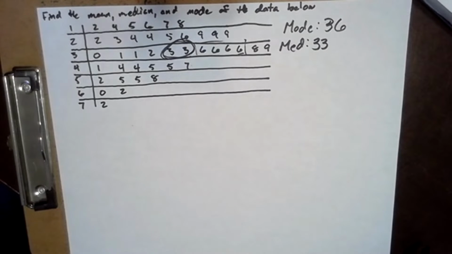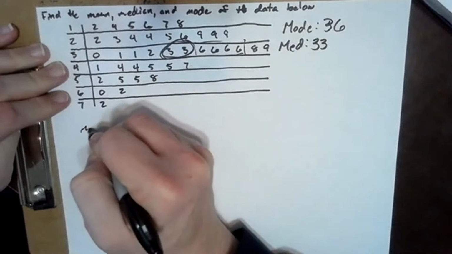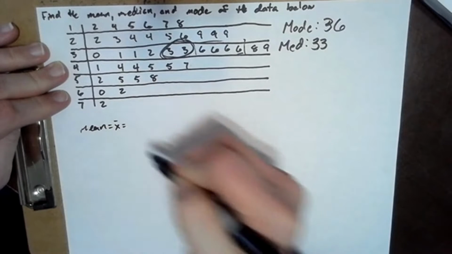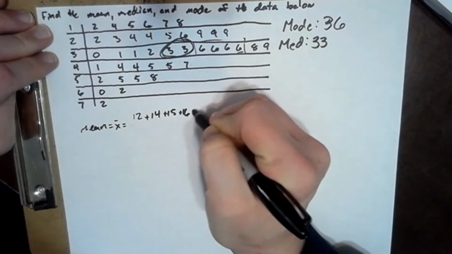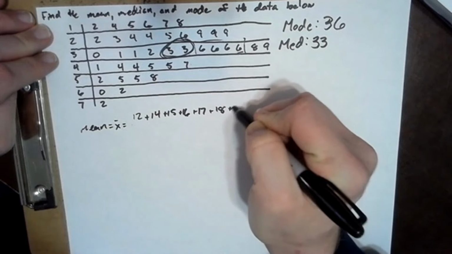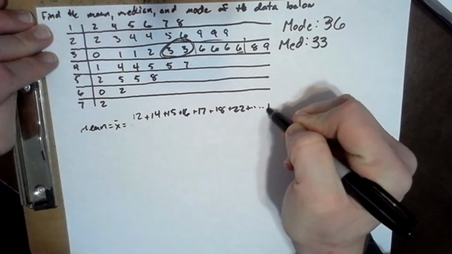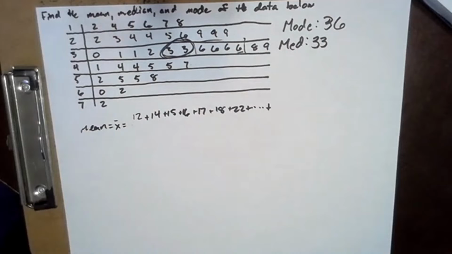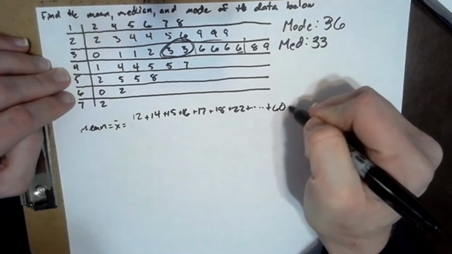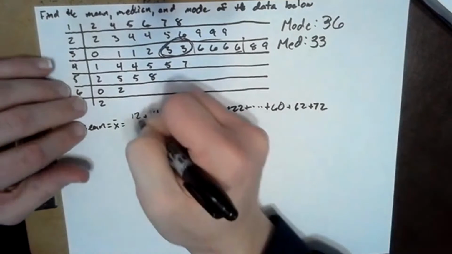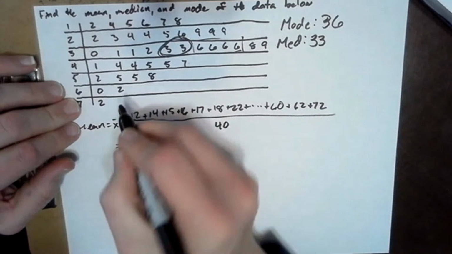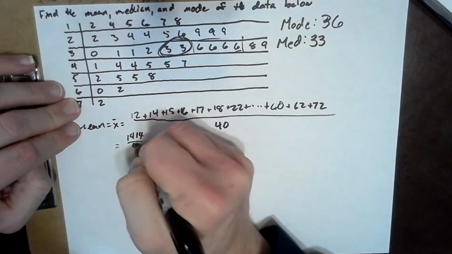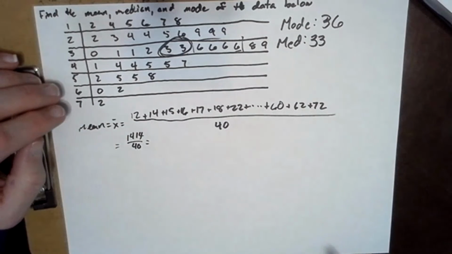There are 40 values to add up. The mean, or X bar, is 12 plus 14 plus 15 plus 16 plus 17 plus 18 plus 22 plus a whole bunch of other stuff. I'm not going to make you listen to me adding up 2-digit numbers over and over again. But we wind up at 60 plus 62 plus 72, and that's all of them. And we divide by 40, and this comes out to 1,414 over 40, which is 35.35.